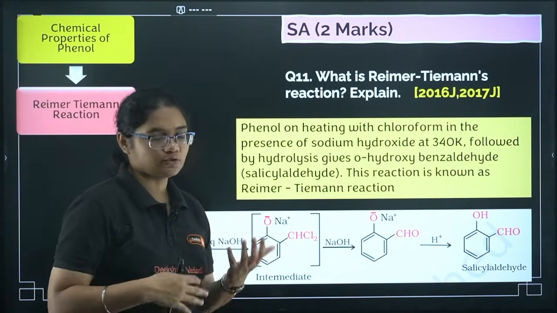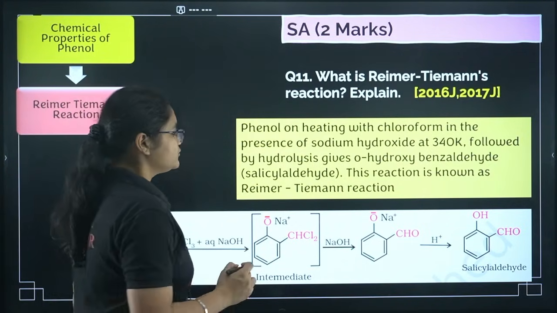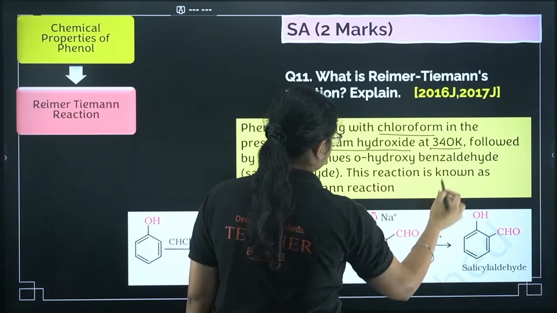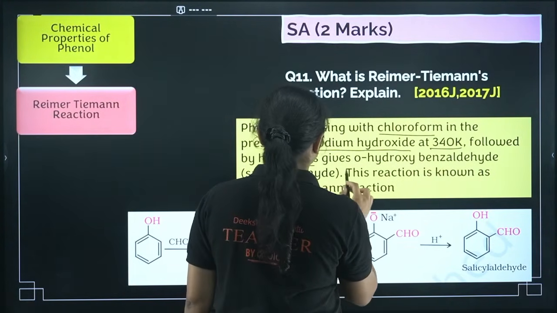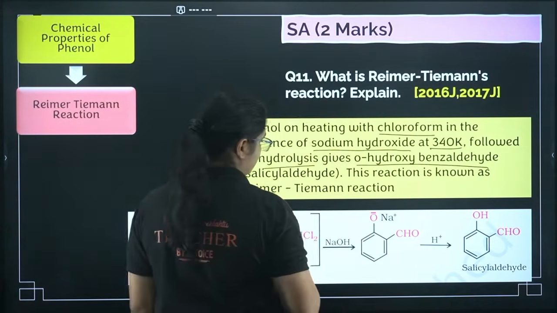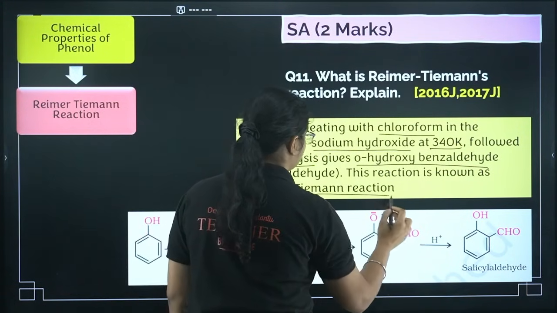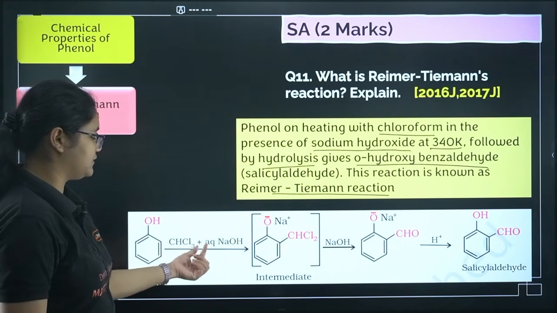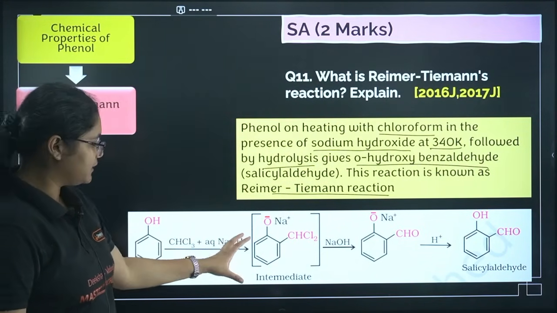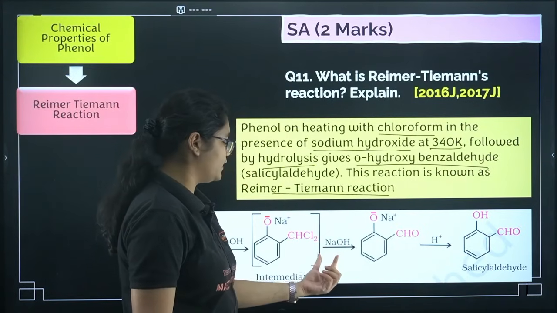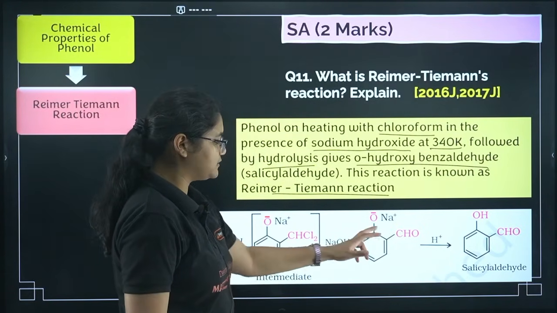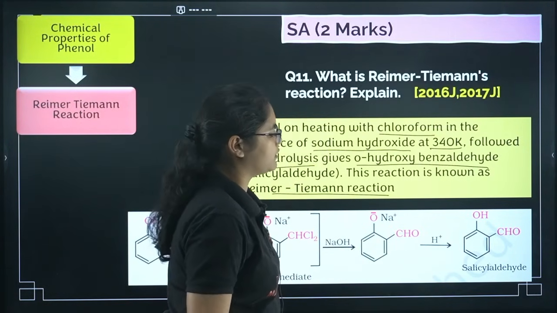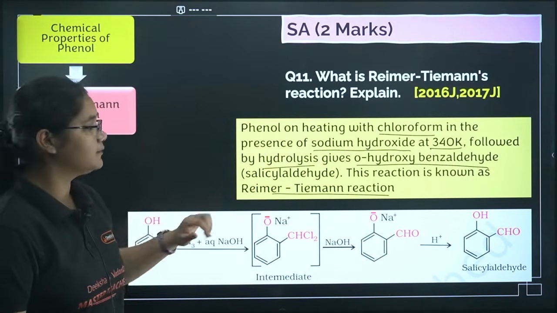Next, what is Reimer-Tiemann reaction, and explain. It is also for the preparation of salicylic aldehyde. Here we have phenol on heating with chloroform in the presence of sodium hydroxide at 340 Kelvin followed by hydrolysis gives ortho-hydroxybenzaldehyde. This reaction is known as Reimer-Tiemann reaction. First we have phenol, then you take this reagent, that is CHCl3 plus aqueous NaOH, and then we get this particular compound, and then you treat it with NaOH. Here both the chlorines are replaced with OH and OH. After that there is dehydration, there is CHO, and we will get this compound, that is salicylaldehyde.